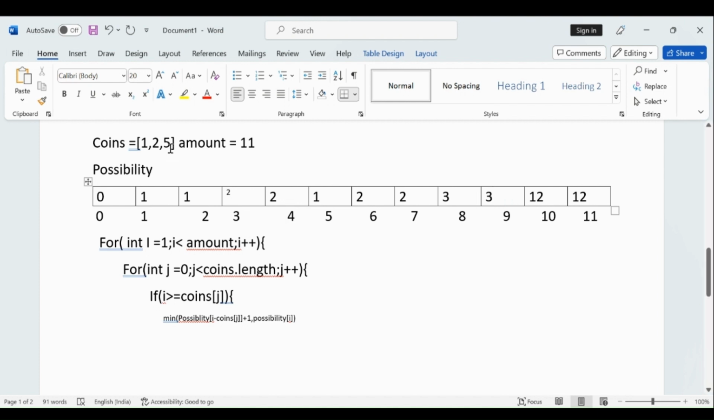Now if we are trying to use coin 5, 9 minus 5 we have 4, and to reach the amount 4, the minimum coin required was 2. So 2 plus 1 is 3, and again your answer will be 3. So no need to change this.